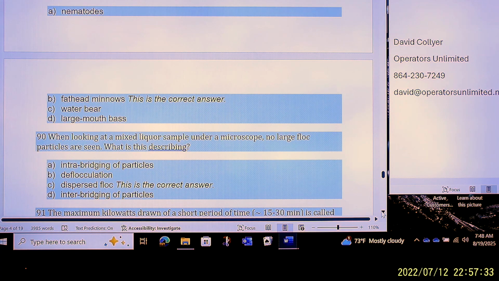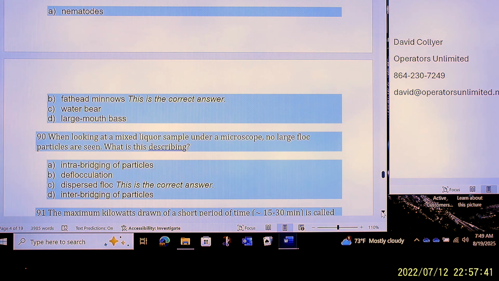89. Which of the following is commonly used in toxicity tests? A, nematodes, B, fathead minnows, C, water bears, or D, largemouth bass. The answer to 89 is B, fathead minnows.